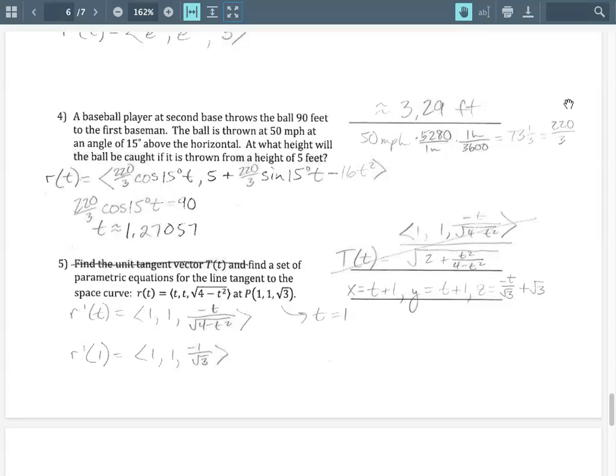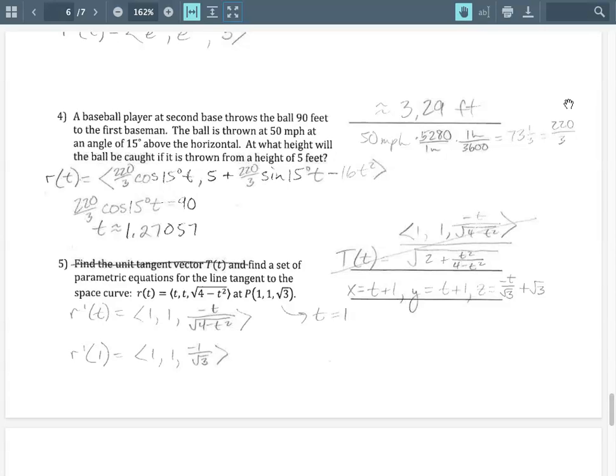Okay, so for the next one, you had to find a set of parametric equations for the line tangent to the space curve. In order to find a line tangent to a curve at a point, you just need a point and a direction vector, right? How do you find the direction vector? It's the derivative of your vector valued function. So you have your derivative, r prime, you plug in. Now, here's your point. You need a t.